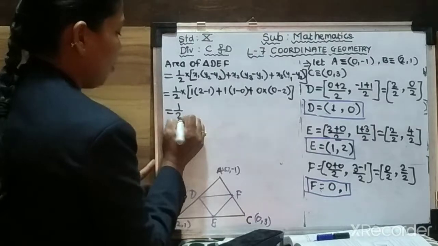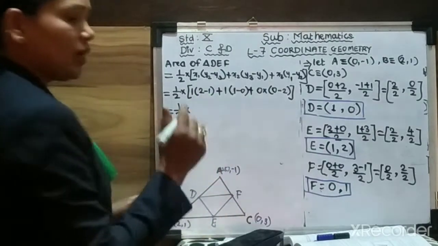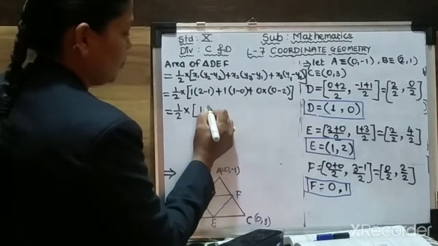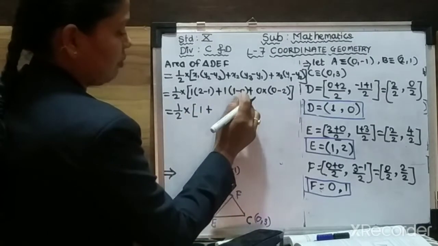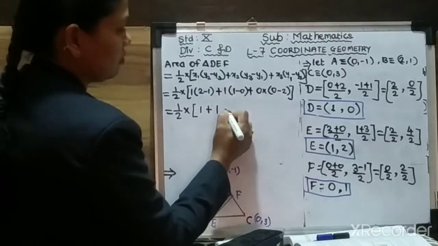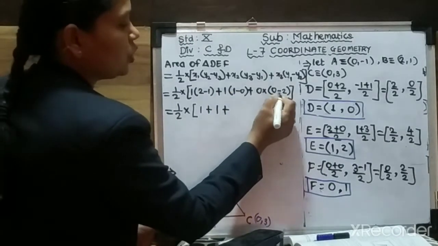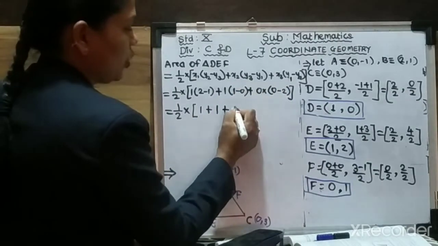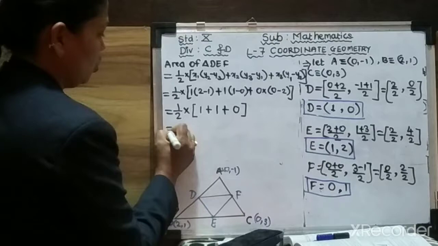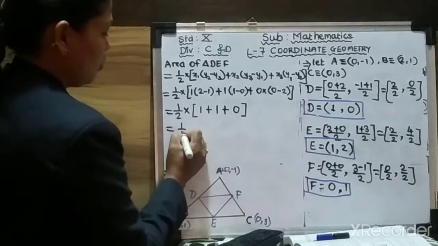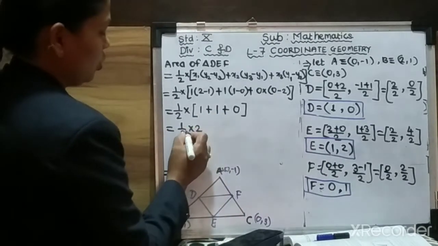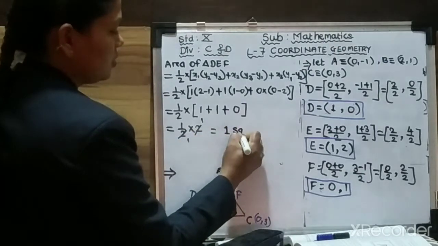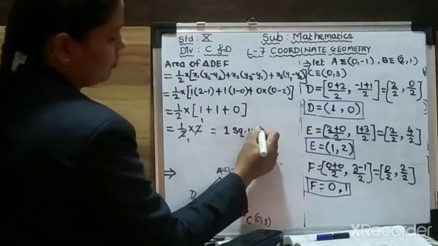Now half into, so 2 minus 1 is 1 and 1 into 1 is 1, plus 1 minus 0 is 1 and 1 into 1 is 1, plus 0 into 0 minus 2 is minus 2, right? And minus 2 into 0 is 0. So 1 plus 1 is 2. So 1 upon 2 into 2, so 2 cancel. We got simply 1 square unit.